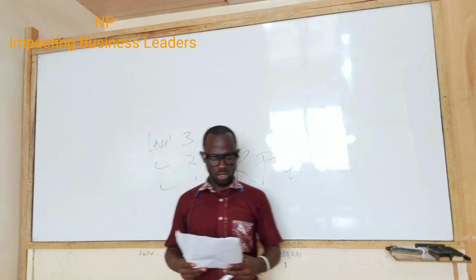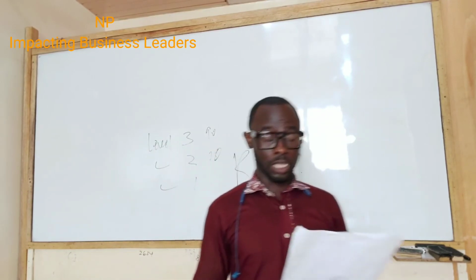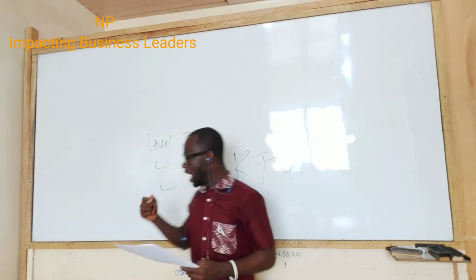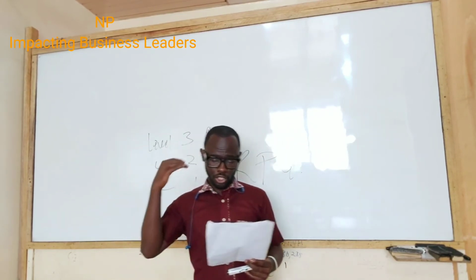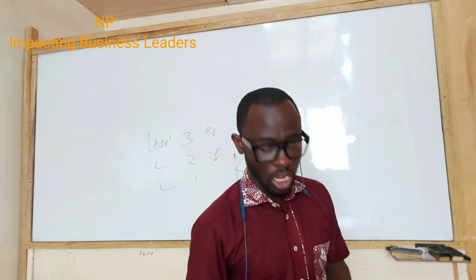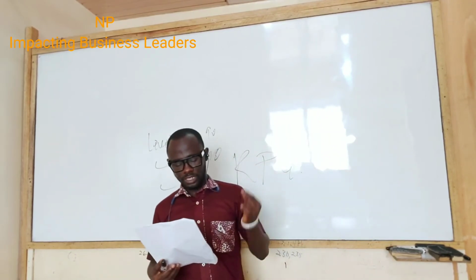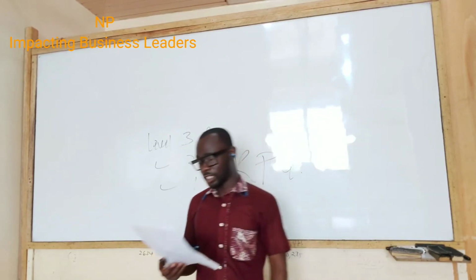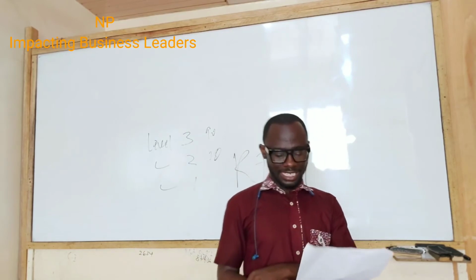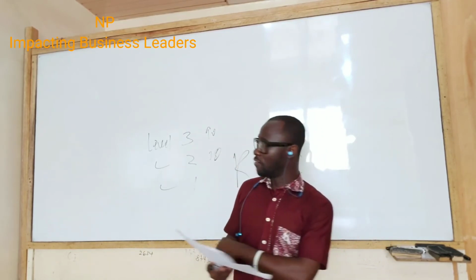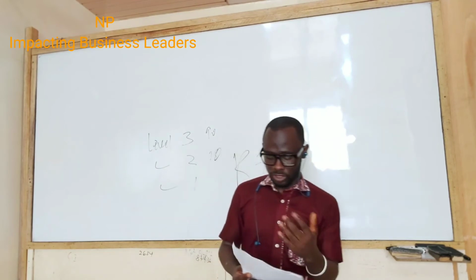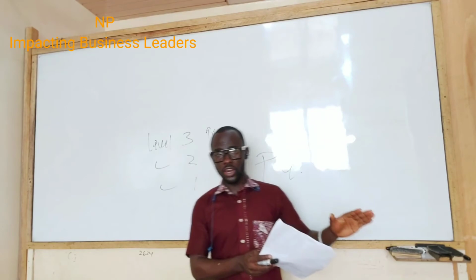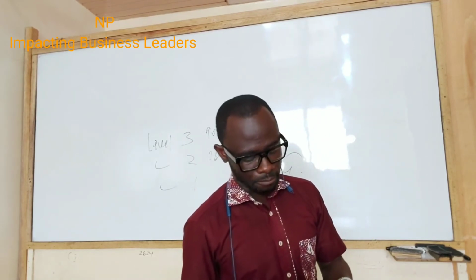IPSAS 34, Separate Financial Statements. This is based on IAS 27, Separate Financial Statements, and that is a level 2 accounting standard. You need to have a working knowledge and a broader understanding. IPSAS 35, Consolidated Financial Statements. That is based on IFRS 10. That is a level 2 financial reporting standard, meaning you need a working knowledge and a broader understanding.